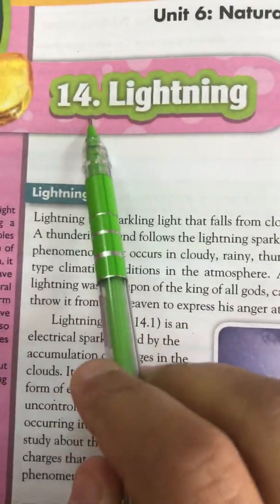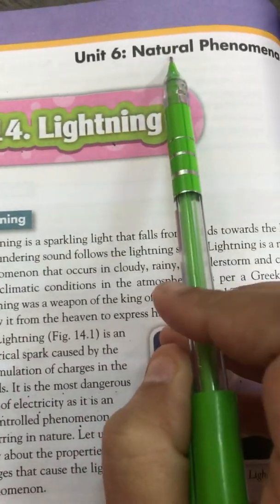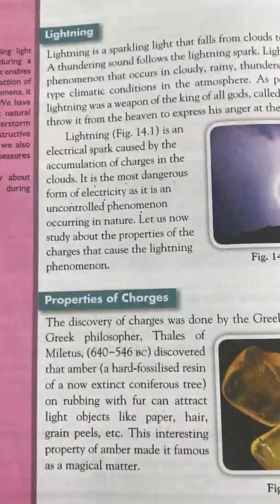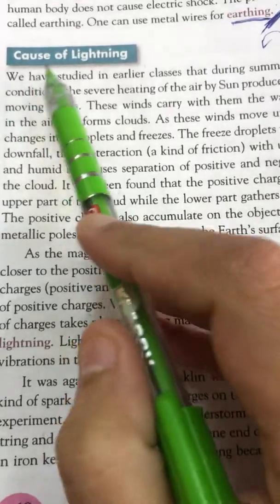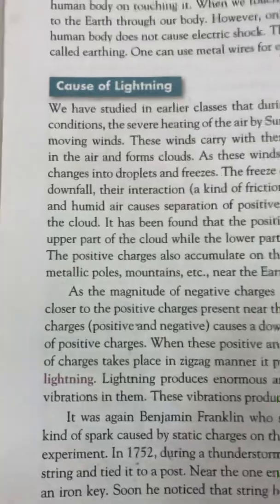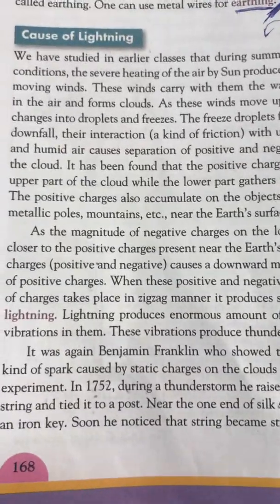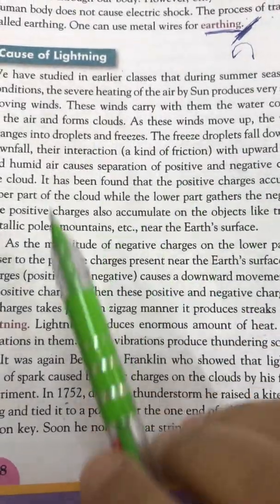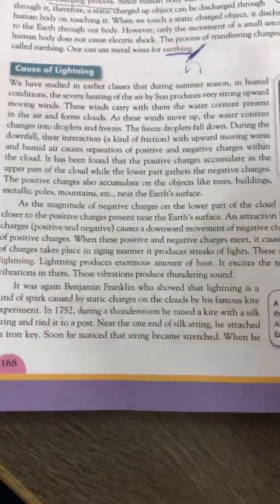We are doing the chapter Lightning in Natural Phenomena. We already discussed lightning, properties of charge, static charge, and the electroscope. Next we will discuss today the cause of lightning. What are the causes of lightning? We already know what lightning is. There is a theory part given in your book at page number 168.